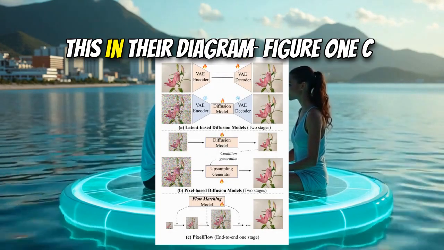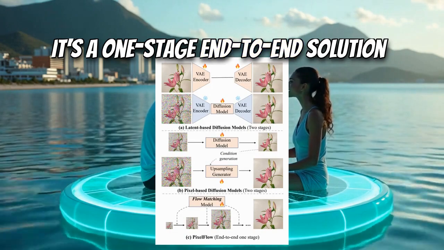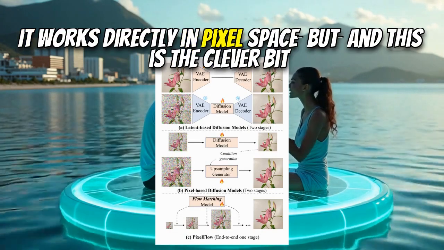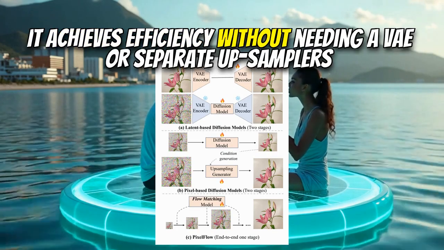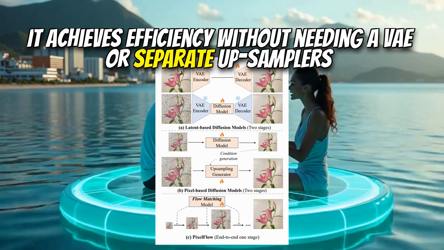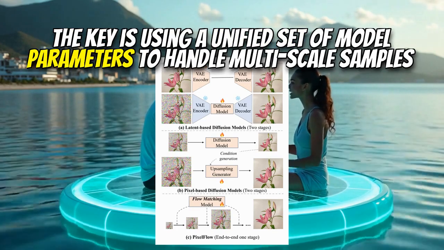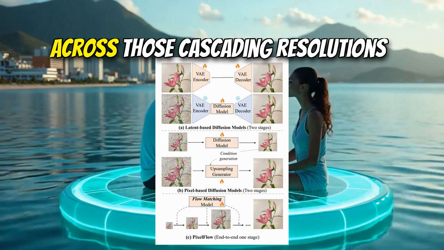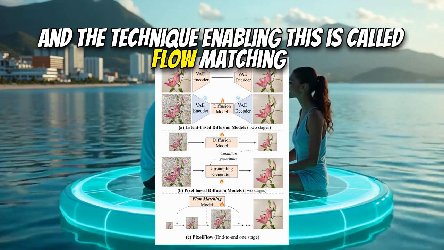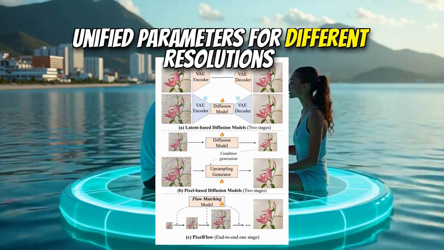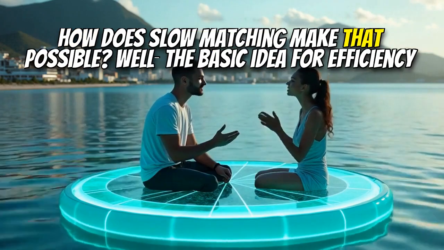PixelFlow, and you can see this in their diagram, figure 1C, it's a one-stage end-to-end solution. One stage, right. It works directly in pixel space, but, and this is the clever bit, it achieves efficiency without needing a VAE or separate upsamplers. The key is using a unified set of model parameters to handle multi-scale samples across those cascading resolutions. And the technique enabling this is called flow matching. Unified parameters for different resolutions. Okay. That sounds pretty elegant. How does flow matching make that possible?